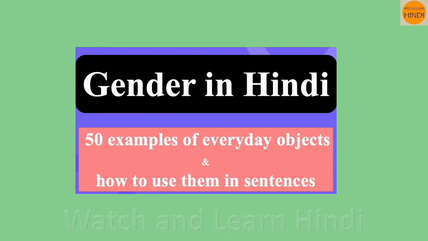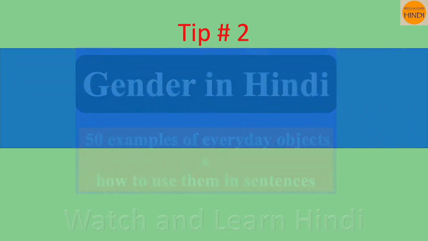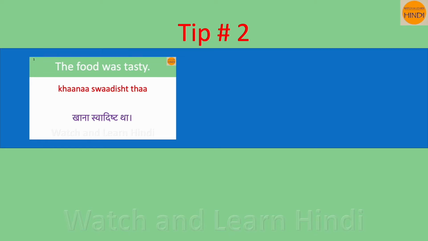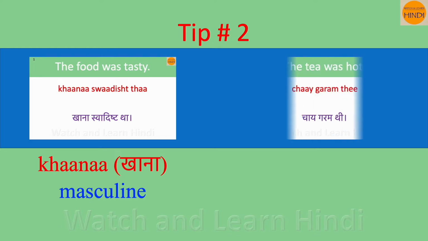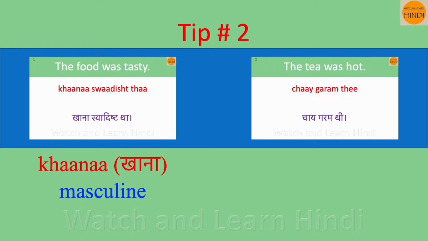Now getting back to tha and thi. The first sentence in this video, Khana swadisht tha, ended in tha because khana, which is food, is masculine in Hindi. Whereas chai garam thi ended with thi because chai, which is tea, is feminine in Hindi.